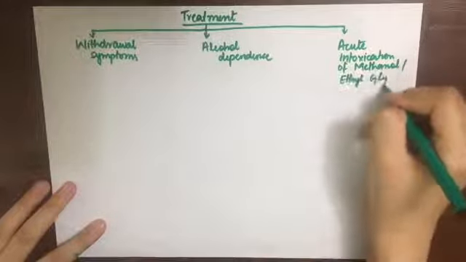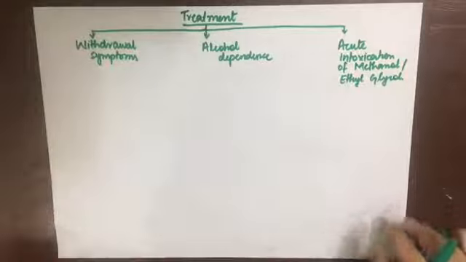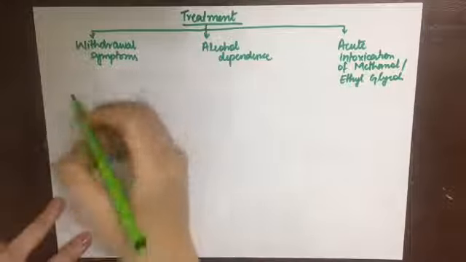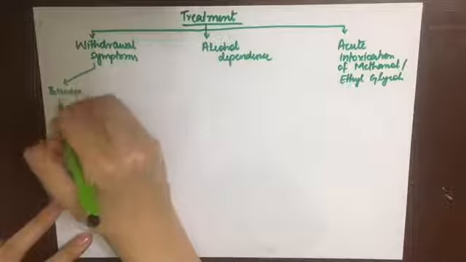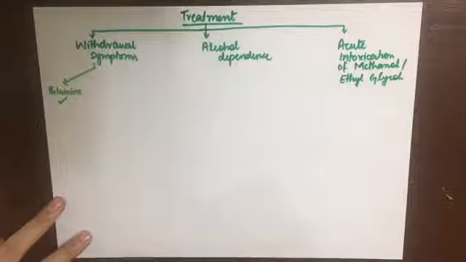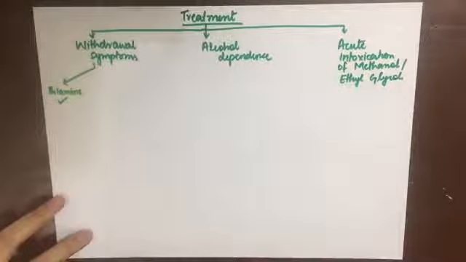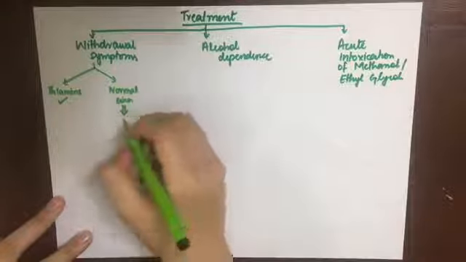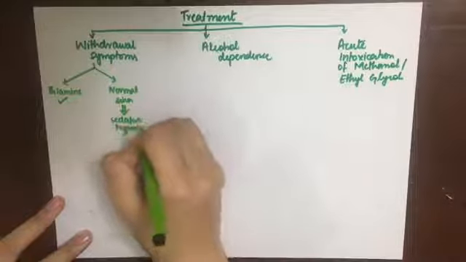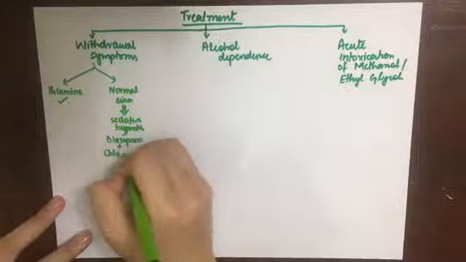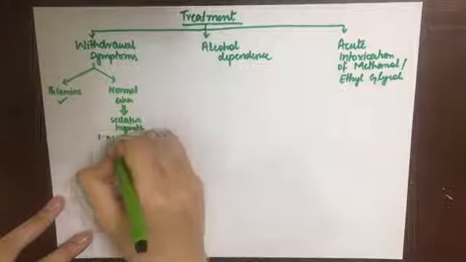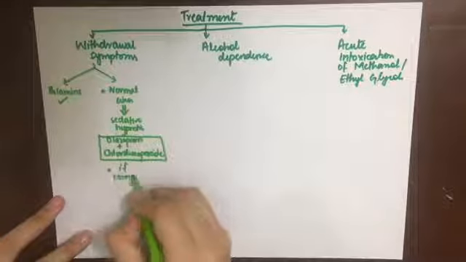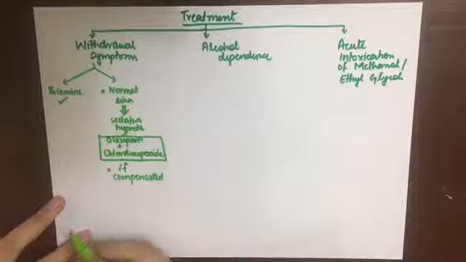Coming to the treatment of alcohol-associated problems such as withdrawal symptoms, alcohol dependence, and acute intoxication with methanol or ethylene glycol. To treat the withdrawal symptoms, we need to give thiamine, because we know that chronic alcoholics are deficient in thiamine. We also need to administer benzodiazepines such as diazepam and chlordiazepoxide. We give these two drugs when we know that the liver function is normal, because these need a lot of metabolism and have active metabolites. While if the liver function is compromised, then we need to give lorazepam, which is a short-acting benzodiazepine and has less complex metabolism, so it is safe in compensated liver function.